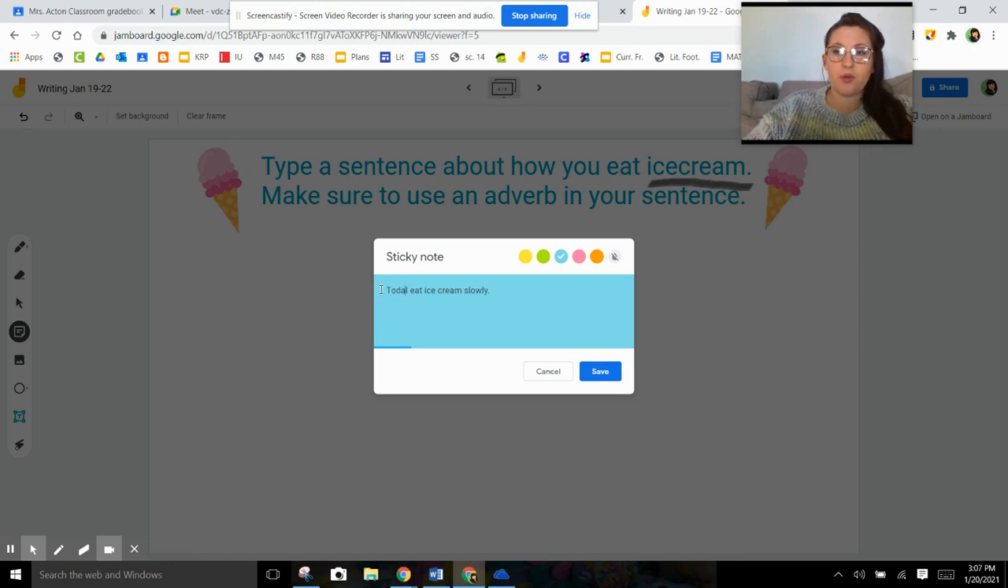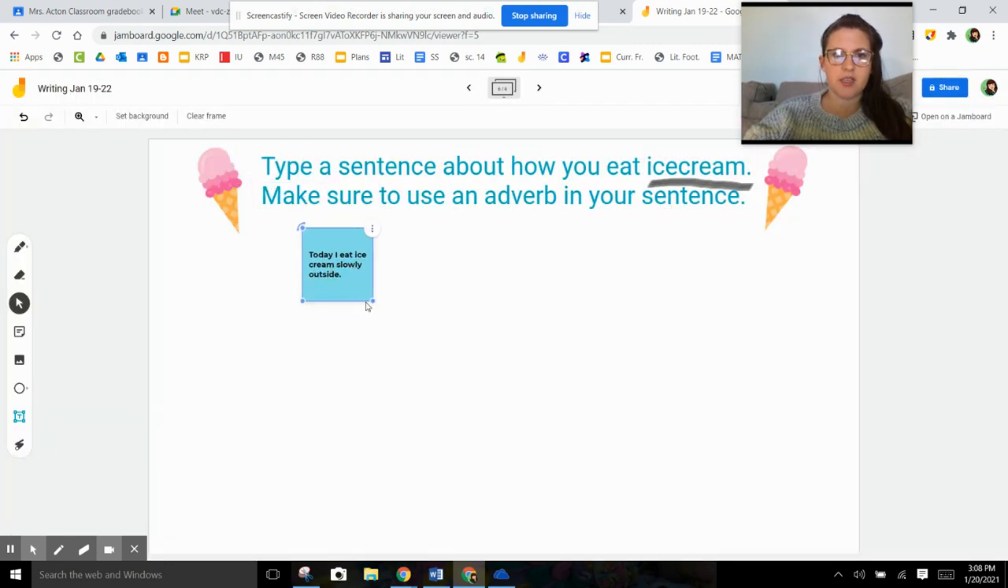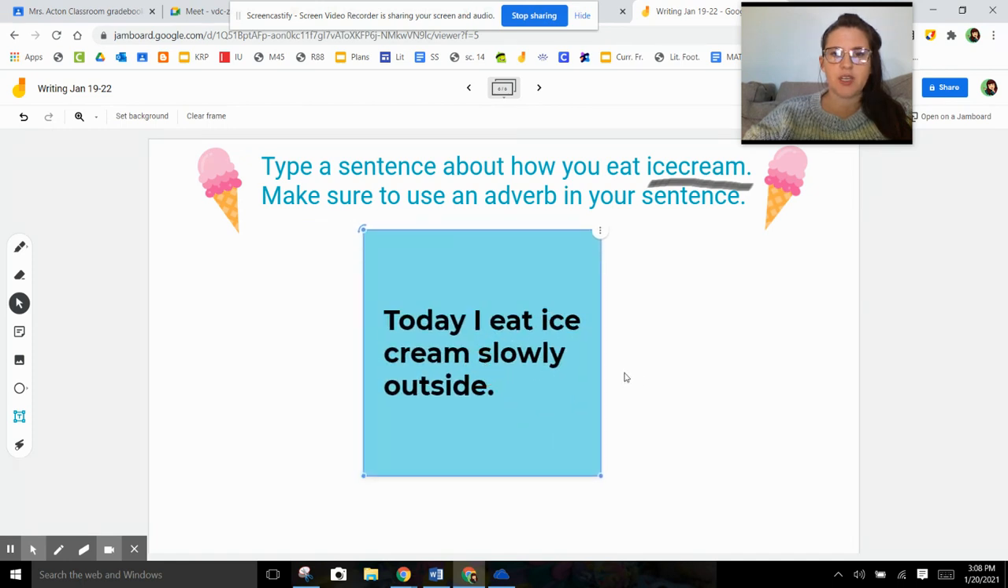So I could say, today, talking about the when I eat my ice cream. What about the where? Today I eat ice cream slowly. I'm gonna say outside. Maybe it's a nice sunny day that day whenever I'm eating ice cream. So today I eat ice cream slowly outside. Add all kinds of detail to that sentence. So Miss Acton started with the word slowly, and then she built her sentence around that because it wants me to have an adverb in there. So I'm going to make sure that adverb's in there, build my sentence around it to talk about how I eat ice cream. You're going to do the same thing with pizza. I eat ice cream slowly outside.